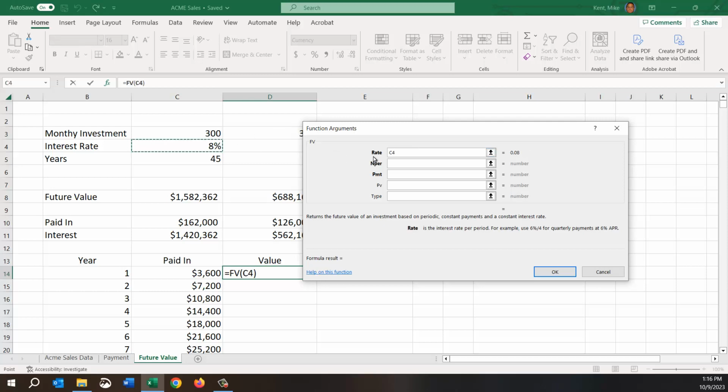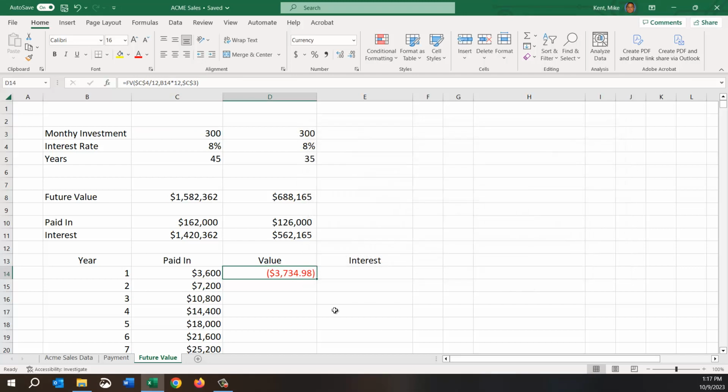And the interest rate is always going to be in C4, and it's going to be absolute, divided by 12. Now, the number of payments I'm going to make is going to be year one, so it's going to be B14 times 12 because I'm going to make 12 payments this year. And the payment amount I'm going to make is 300. That's going to be absolute. And I'm going to hit OK.